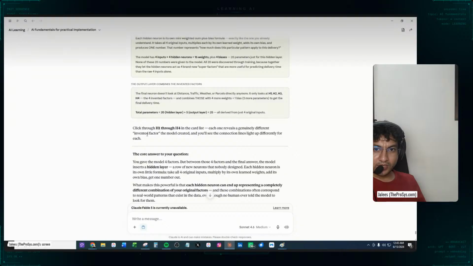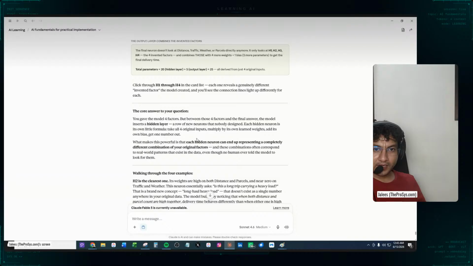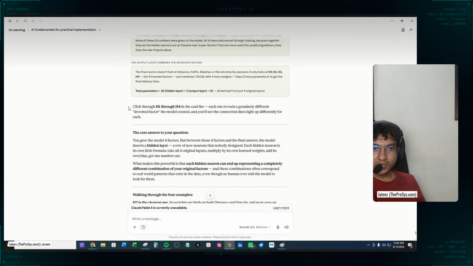For the click through, each one reveals genuinely different invented factors. The core question is, you gave the model 4 factors, but the model inserts a hidden layer in the final answer.